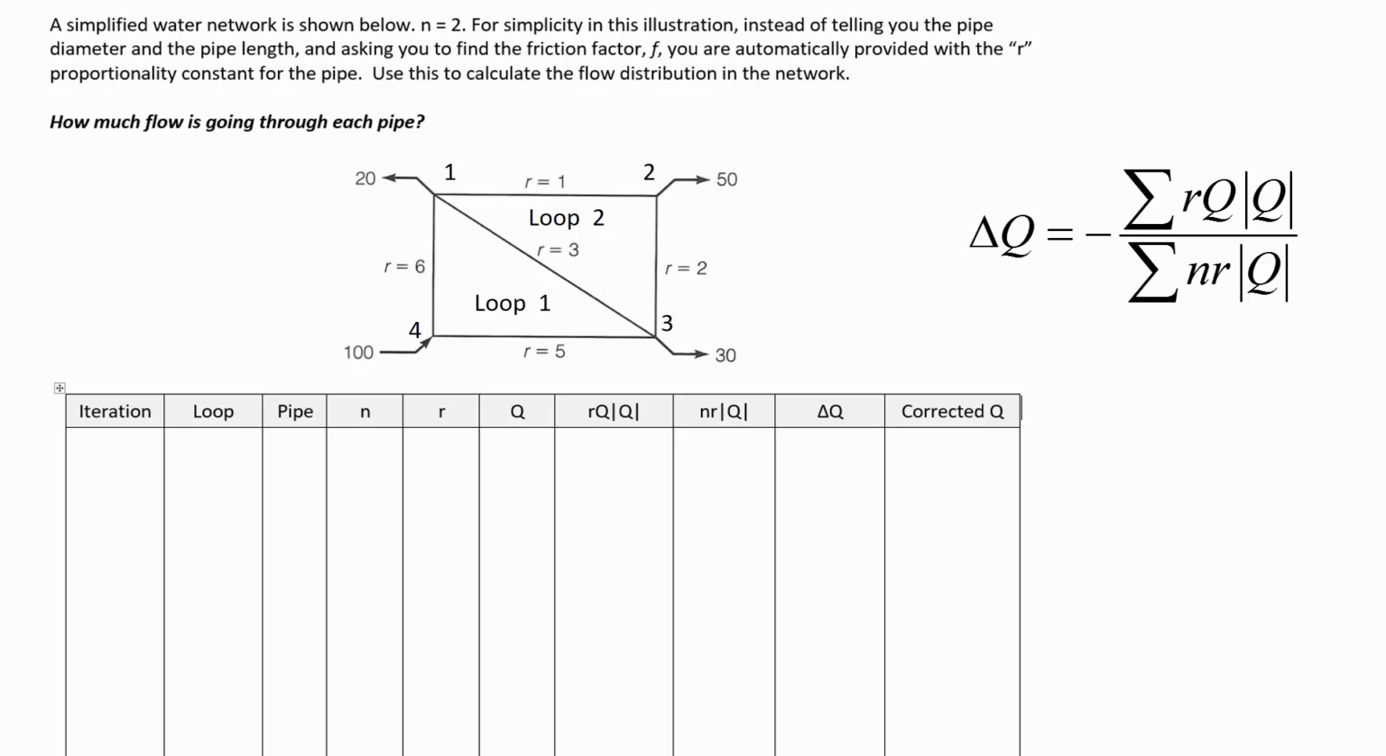All right. So this is where you whip out your calculators and calculate for each row the R times Q times absolute value of Q, the N times R times absolute value of Q, and then once you do that for each row, we'll talk about how you calculate the delta Q. You can attempt it, but sometimes it's a little tricky, so we'll go over it together.